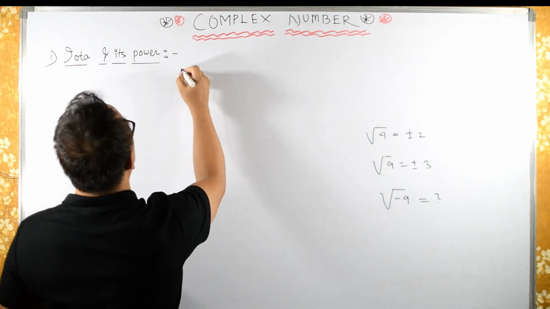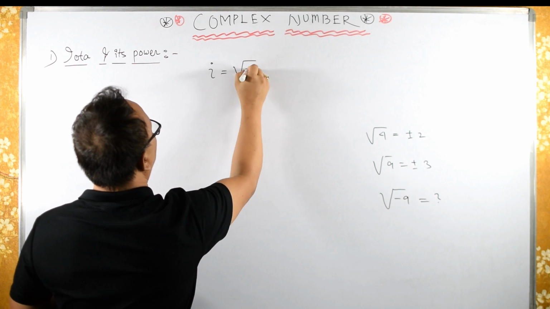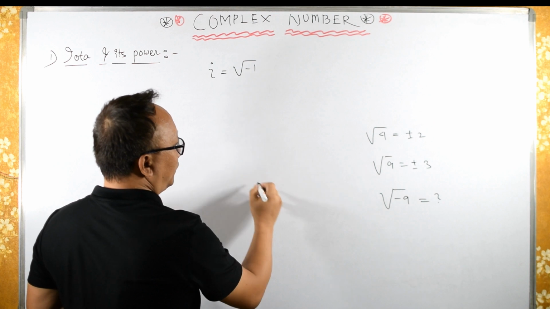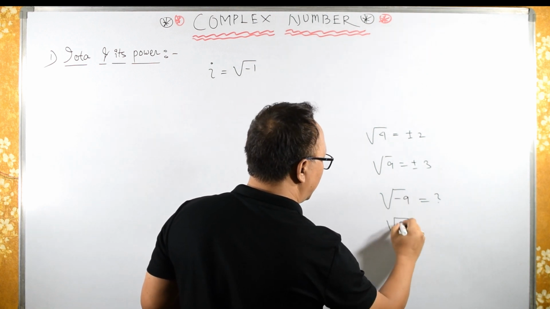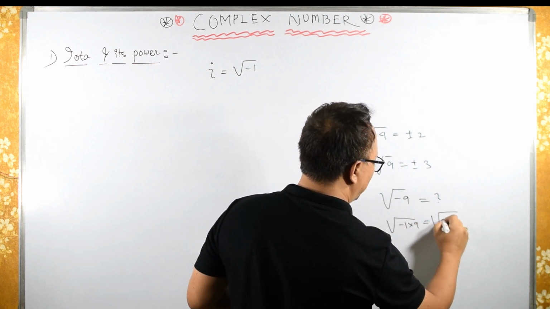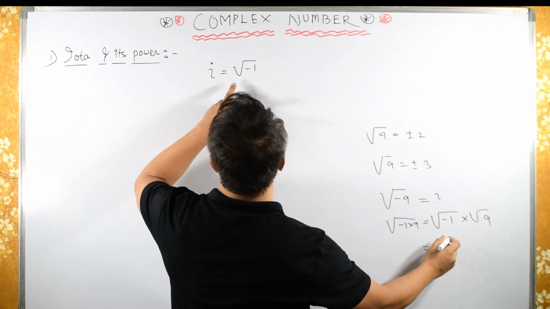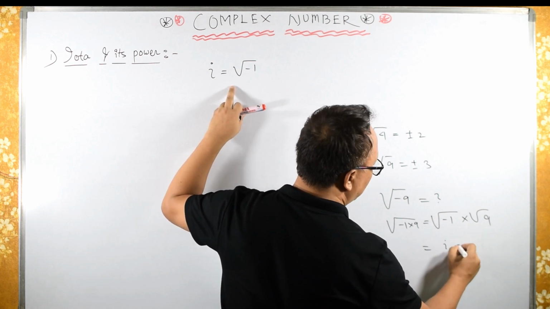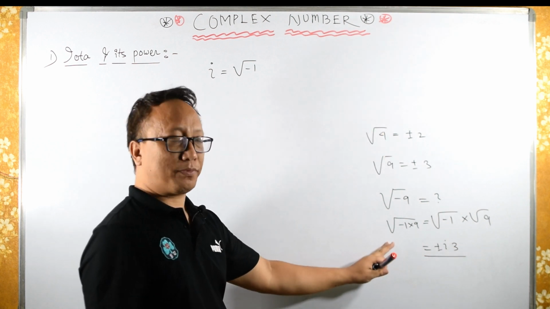What is iota? Iota stands for i. i is the square root of minus 1. Now if you want to find this square root, minus 9 is the same as minus 1 into 9. This is the same as square root of minus 1 into square root of 9. This is the same as i, and then the square root of 9 is plus or minus 3. So this is the answer we have.